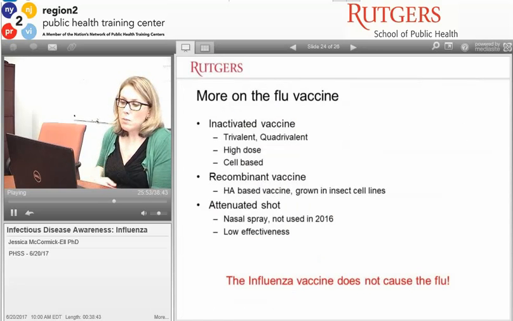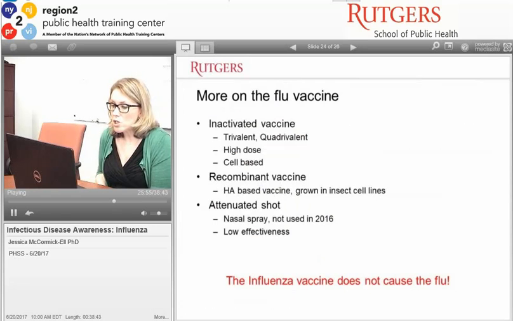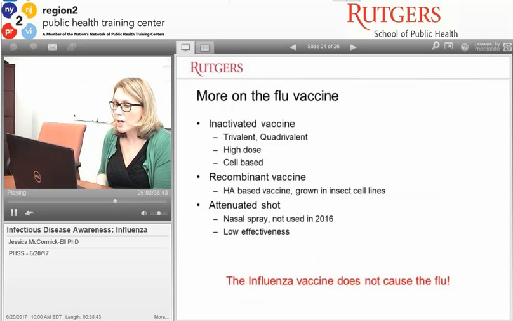So a little bit more on the flu vaccine. The trivalent and the quadrivalent have multiple formulations. Right now, the most common vaccine on the market is the inactivated vaccine. This is a killed virus, so it cannot cause infection. It's recommended for all ages, 6 months and higher, and there are multiple formulations.